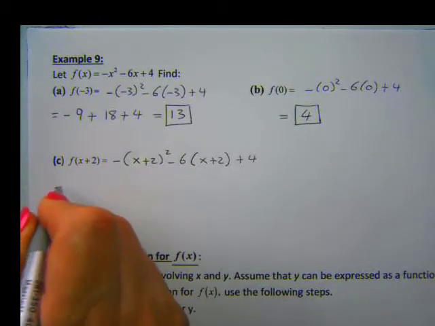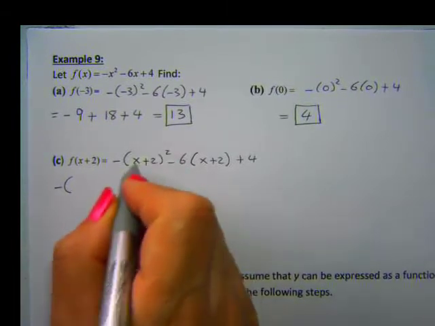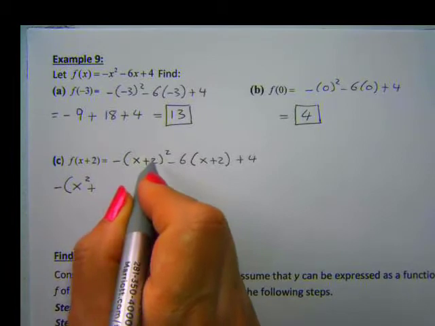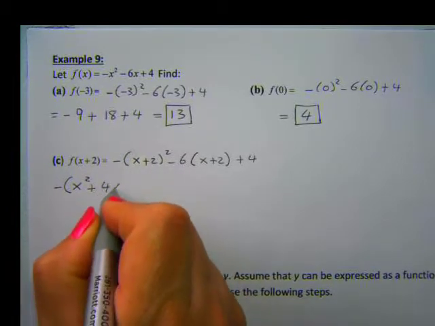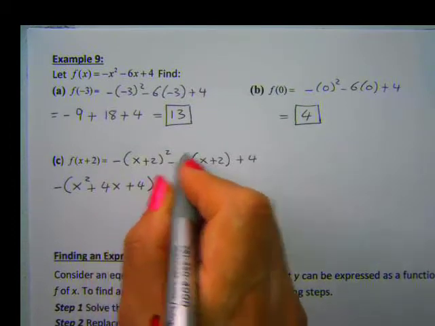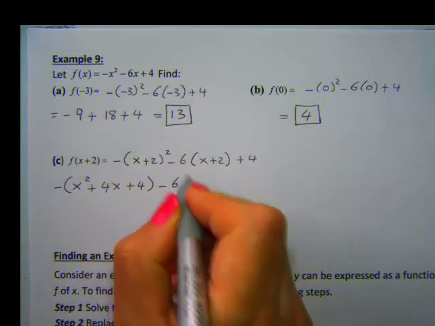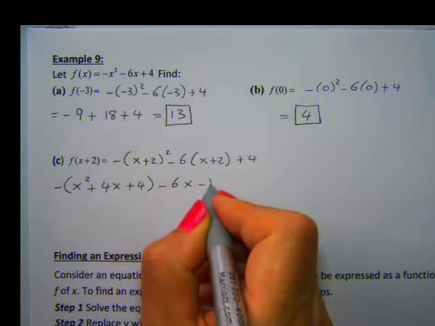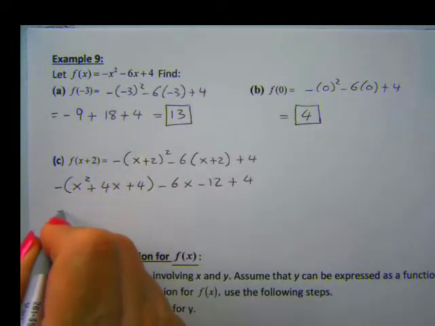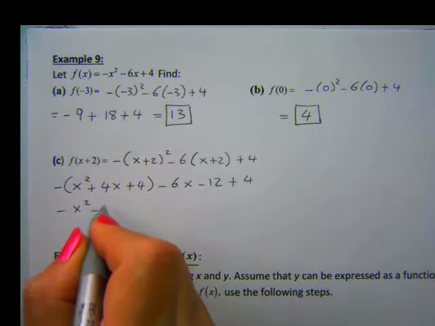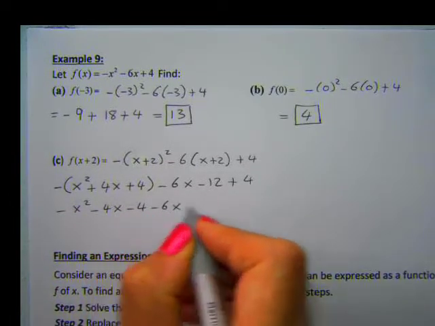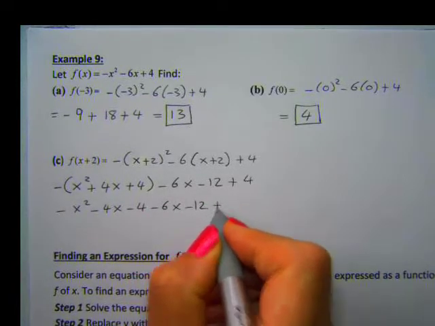I have a negative outside, and now squaring the binomial is x squared. I hope you still remember. Plus twice the product of these two, plus 4. Now we're going to distribute minus 6x minus 12 plus 4. Distribute the negative. Negative x squared, negative 4x, negative 4, negative 6x, negative 12 plus 4.